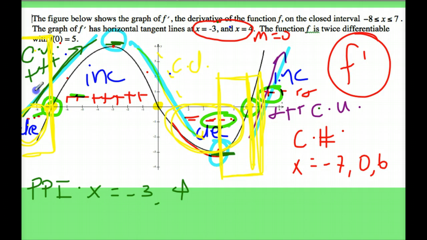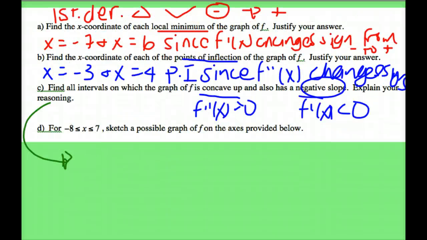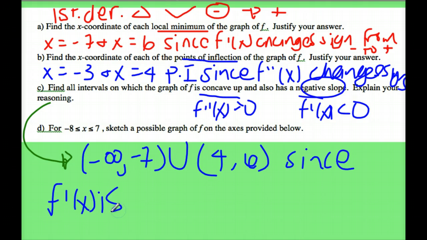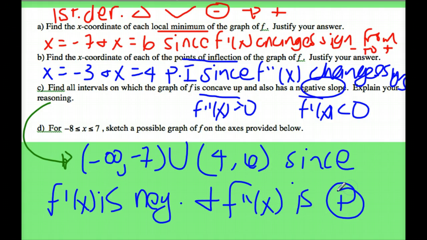If we take a look, I know that goes from negative infinity to negative 7, and this goes from 4 to 6. So if we write that in, I say from negative infinity to negative 7 and from 4 to 6, since f prime of x is negative, which means I'm decreasing, and f double prime of x is positive, which means I'm concave up.